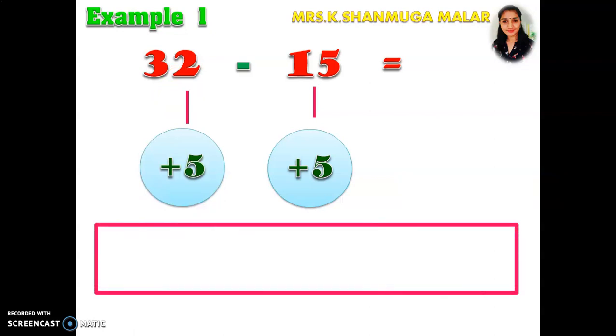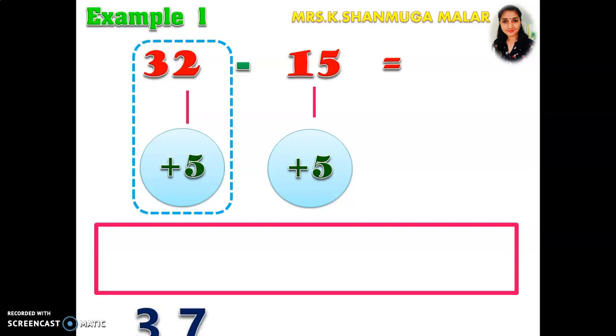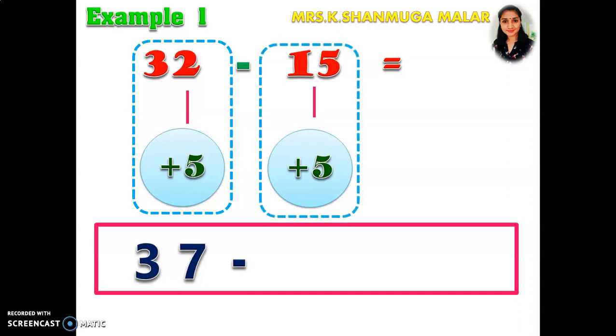Once we plus, we must write the numbers after we plus to the original number. For example, 32 plus 5, we get 37. 15 plus 5, we get 20. Do you understand, students? Once we write the number sentence after plus 5 in each number, we must start to solve this new number sentence.